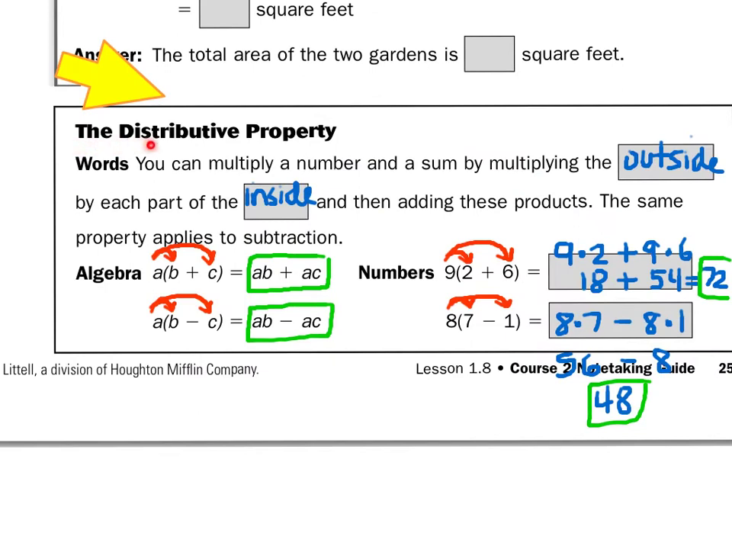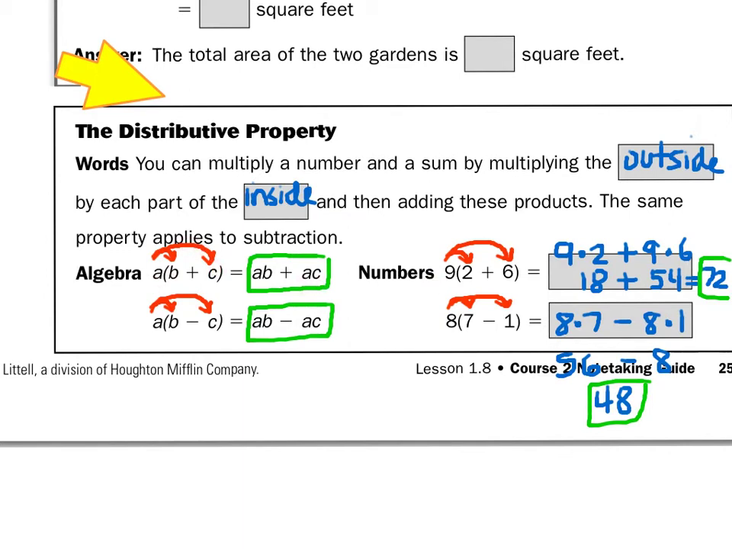So look right here where it says the distributive property. So in words, you can multiply a number and a sum by multiplying the outside by each part of the inside, and then adding these products. So take a look in algebra. Let's say I had an a on the outside of the parentheses, and inside the parentheses I have b plus c. Well, I want you to circle the a and draw a rainbow to the b. That means a times b. And then copy that plus sign, and then circle the a and draw a rainbow to the c. That means a times c.